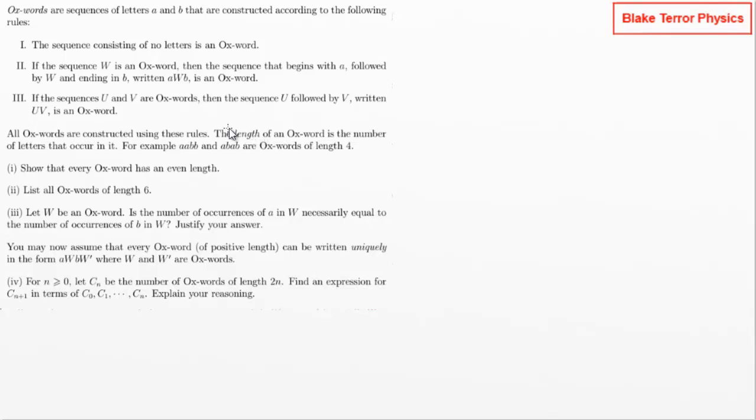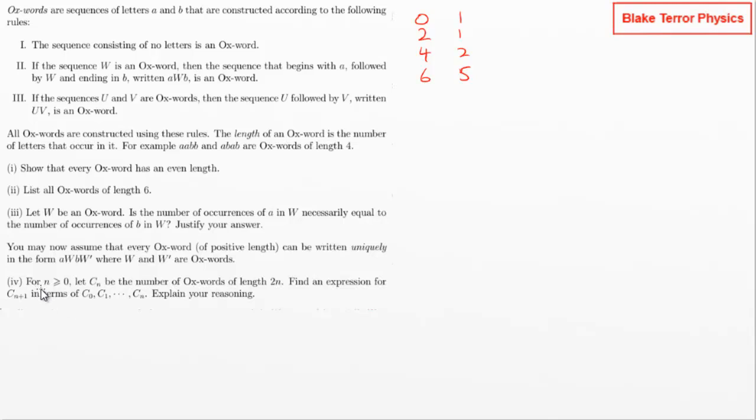Let's build these things up. I mean, we've already gone through our lengths of Oxwords. We were doing length 0, length 2, length 4, length 6. These are the ones that we've already dealt with, and we said there was one of those, the empty sequence with no letters. Then there was 1 of length 2, AB, 2 of length 4, AABB and ABAB, and then we just worked out that there are 5 of length 6. So we've already got that together.